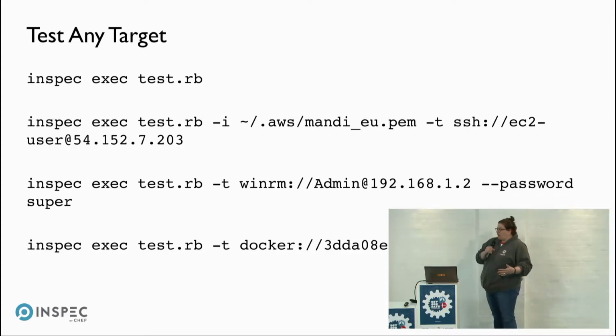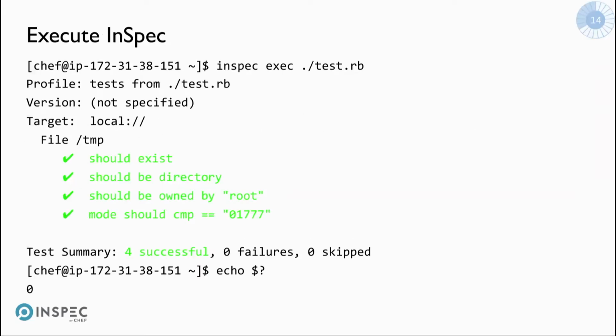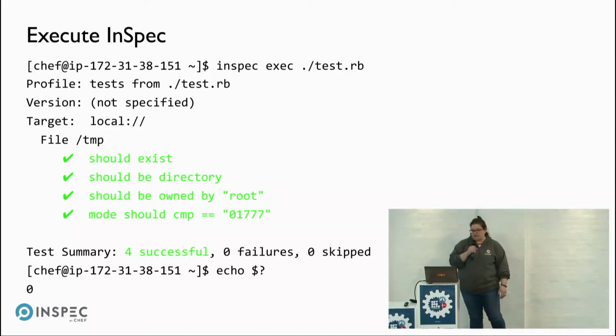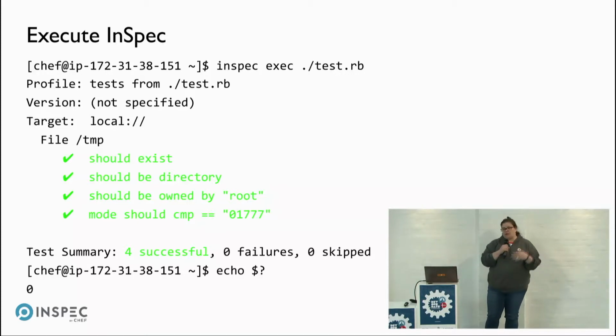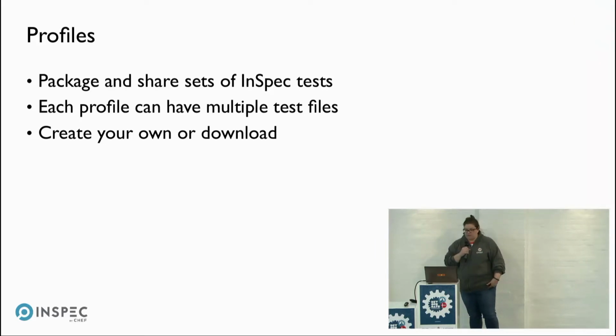So you can test any target: run it locally, run it over SSH against a remote Linux system. I can also run it via WinRM against a remote Windows system, and you can shoot it at Docker containers. When I execute it, I just run the test file, the RB file, and it will show me if things were good or bad. Because I want to be able to plug this into workflows or into my Jenkins server or something like that, it returns a 0 return code if everything's good.